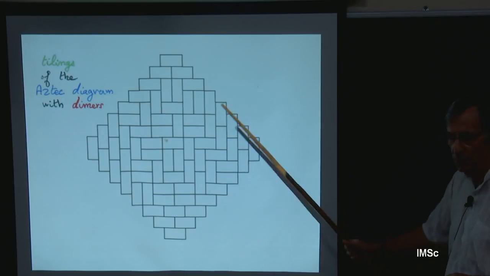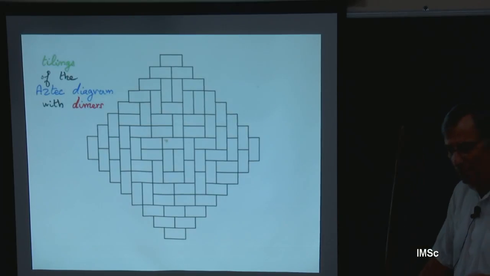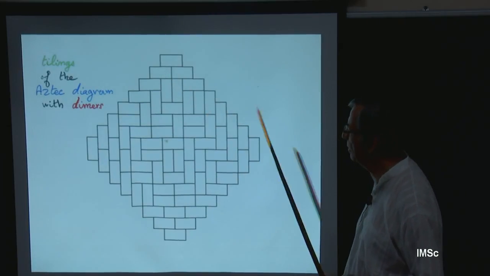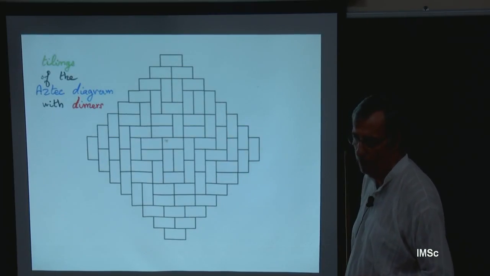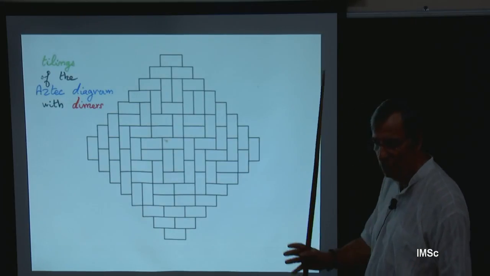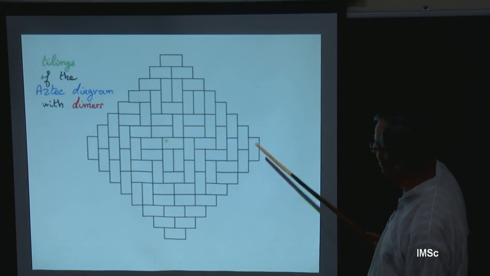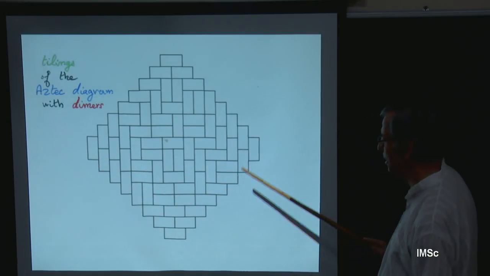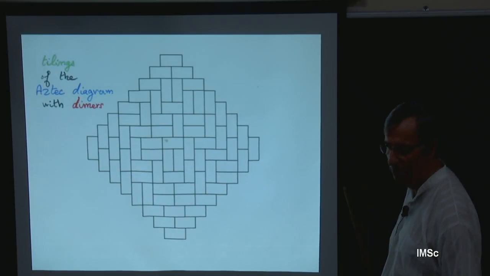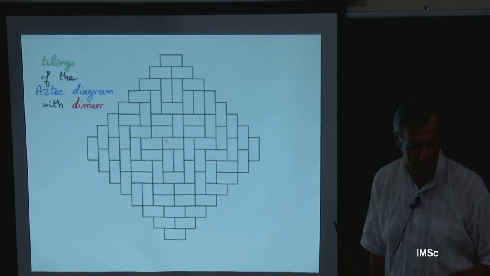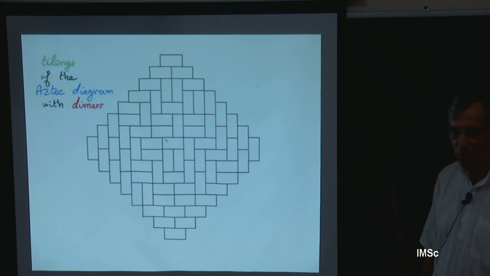And here we are going to tile the Aztec diagram, like for the chessboard, like for the rectangle, but with dimers, horizontal and vertical dimers. So you take the chessboard, you just turn it 45 degrees, and you get a kind of another chessboard, and you tile it. So what is the number of such tilings? And now there is a very beautiful formula.